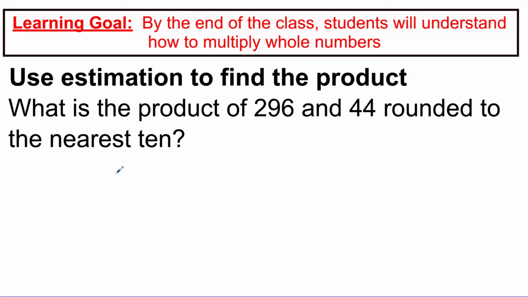So here's another one. And in this case, we're going to use estimation to find the product. So we're going to estimate, and it says round to the nearest 10. I'm showing you this because we have a nice little trick we can use, especially with estimation and zeros, that will make your life a lot easier.